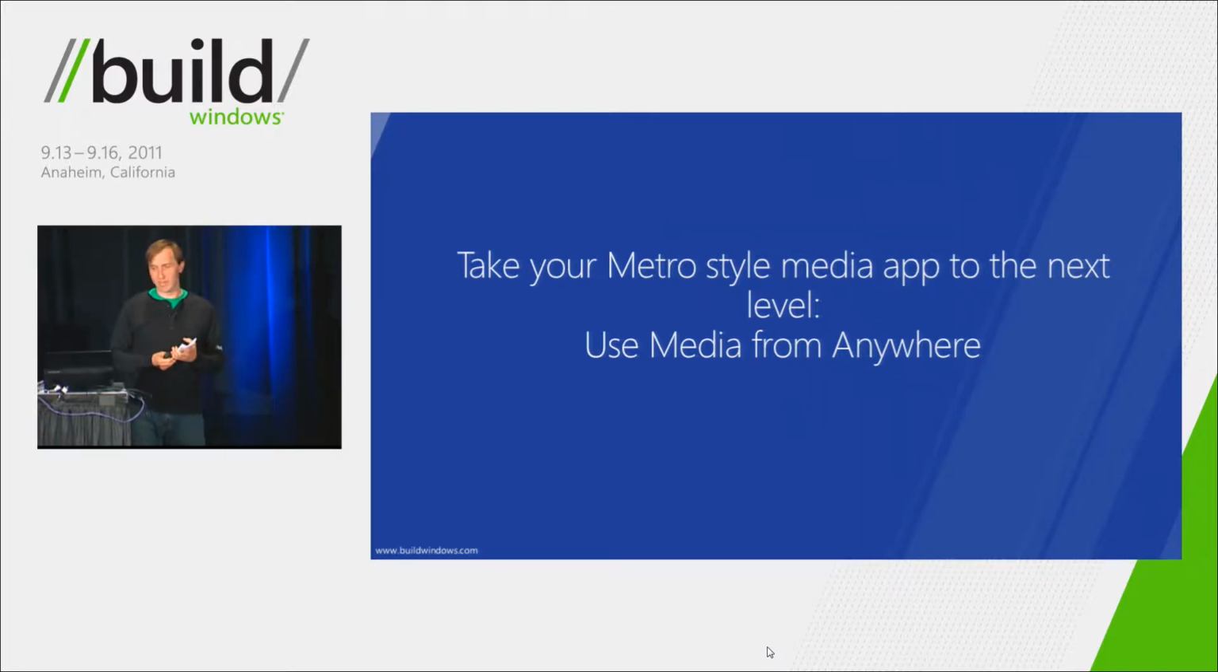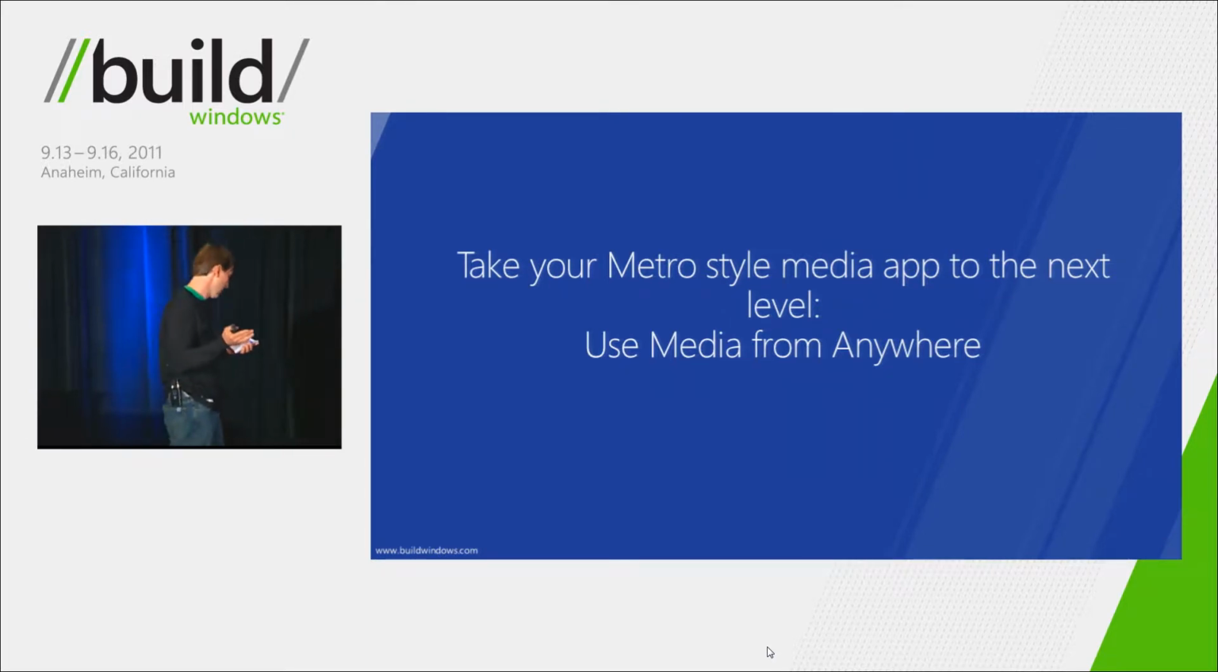So first of all, use media from anywhere. Gabe already spoke about this a little bit. In a MetroStyle app, you can not only use or play back media that comes from a web server or a streaming server, but you can also access content that is, for example, packaged with your app or that is local on the file system of the user. And a few more things like home group and so on.